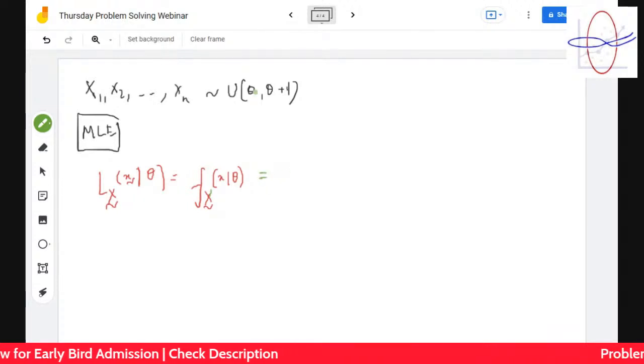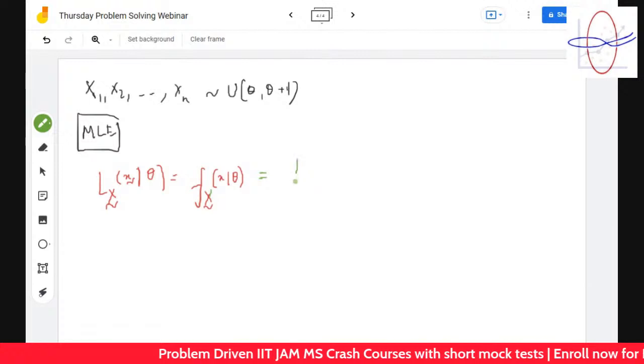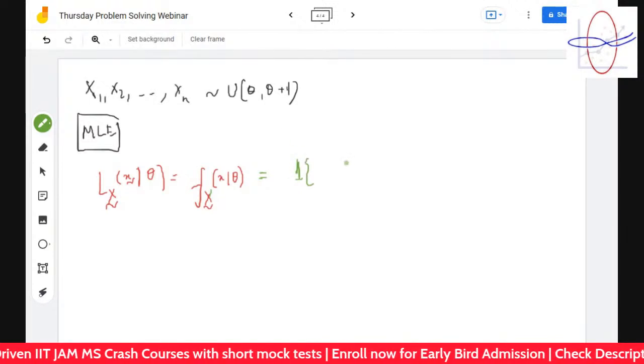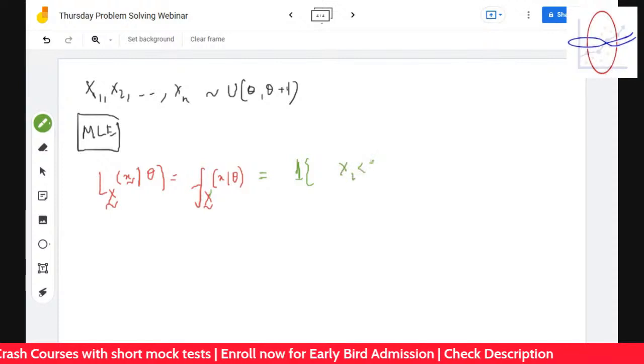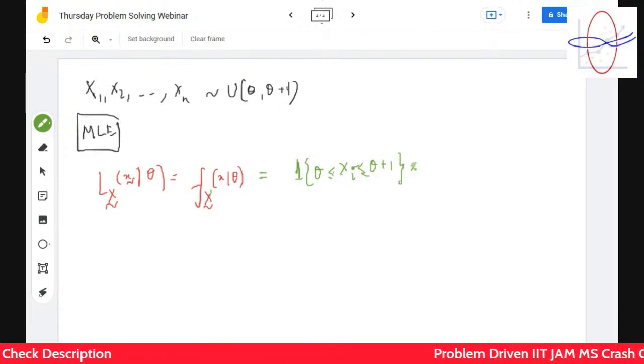So now they're IID, I guess. Of course they're IID, that's in the assumption, and let's find it out. If you understand, it's 1/1 only, but there's an indicator: the indicator that x1 is less than theta plus 1 and greater than or equal to theta. The indicators are there for all the xi.